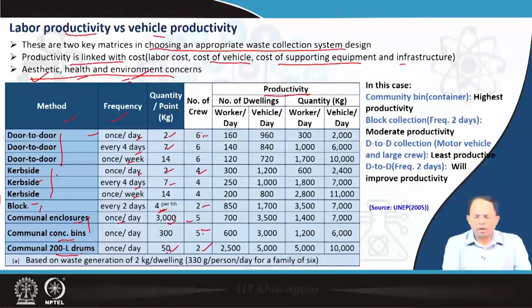in terms of productivity, when we consider the number of dwellings covered per worker per day or per vehicle per day, we can see that each worker can cover around 160 houses. Similarly, for those 160 houses, he can carry around 300 kilograms of waste. Per worker, he is covering 300 kilograms of waste, whereas per vehicle, we are covering around 960 houses, because it is making multiple trips, and overall around 2000 kilograms of waste is handled by one vehicle.